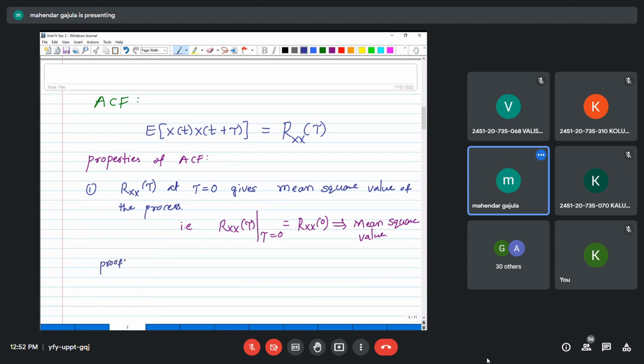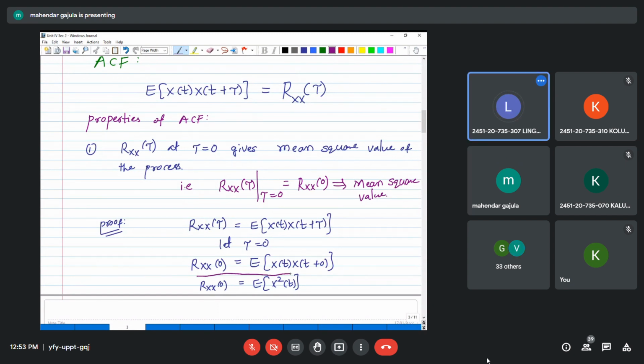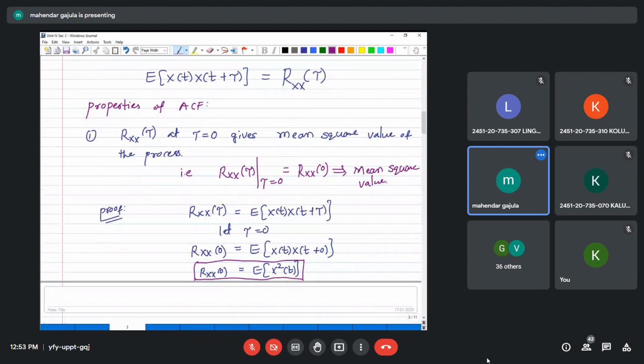Let us prove this. First, let us write the formula of the autocorrelation function: R_XX(tau) equals the expectation of x(t) x(t plus tau). Let's substitute tau equal to 0. What does it give us? R_XX(0) equals the expectation of x(t) x(t plus 0). So what is the meaning of this? Expectation of x squared(t). What do we call the expectation of x squared? Mean square. Expectation of x is the mean. Expectation of x squared is the mean square value. Okay, here the expectation of x squared is the mean square value.